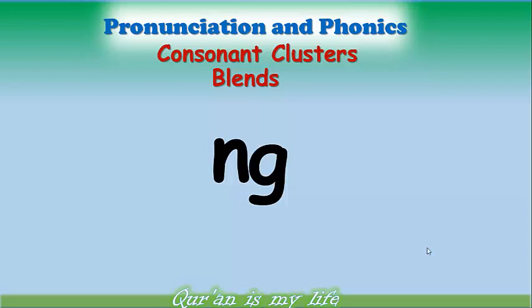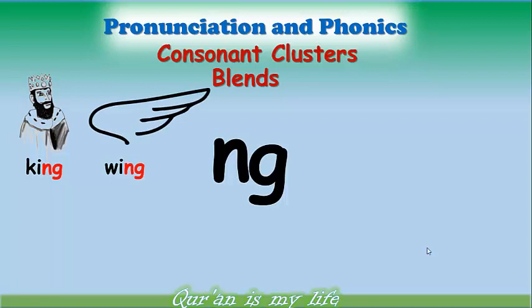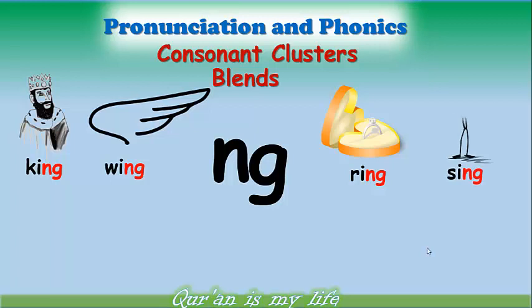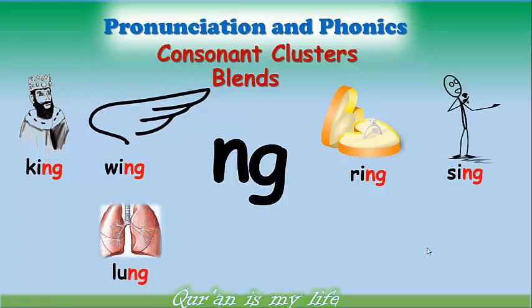Let's have some examples and it will be very easy. For example, the word king. We don't say king with a g sound. No. Listen again. King. Wing. Ring. Sing. Long. Swing. So don't make a g sound at the end.